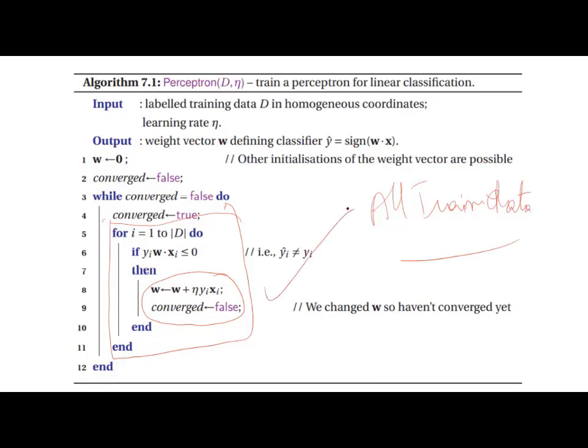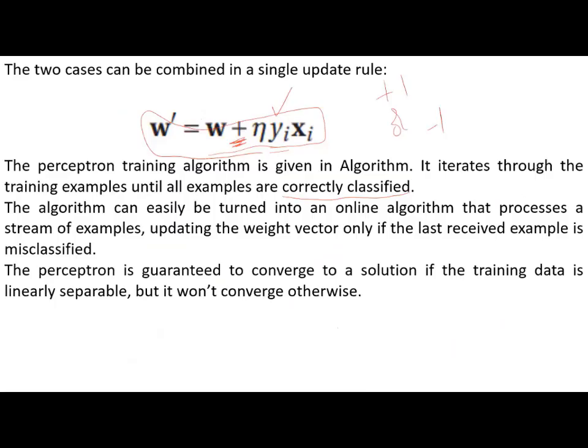This is called perceptron. Hope you understood, my dear friends. Here we are calculating only W. See here, this is the main thing. yi into W into xi less than or equal to 0. If this is the case, then we are just calculating W plus η yi xi and converged is equal to false. So this is called the perceptron algorithm. Let us see now.